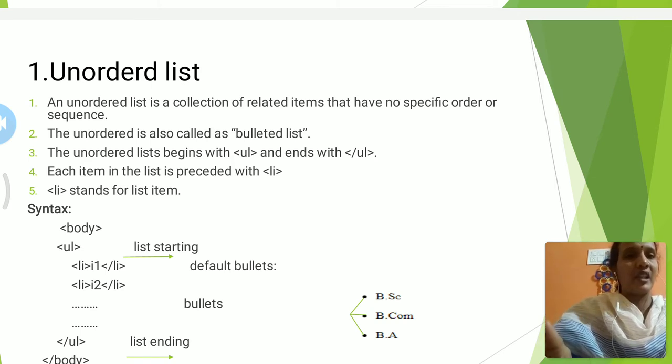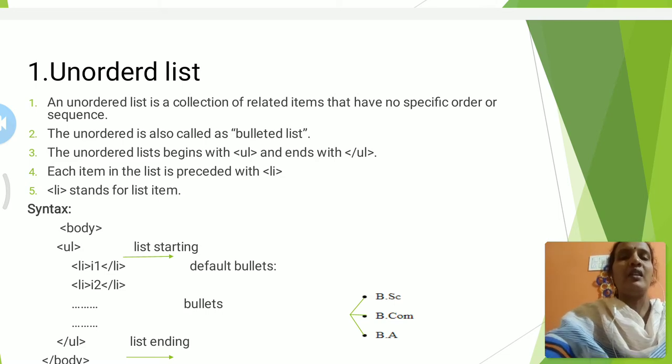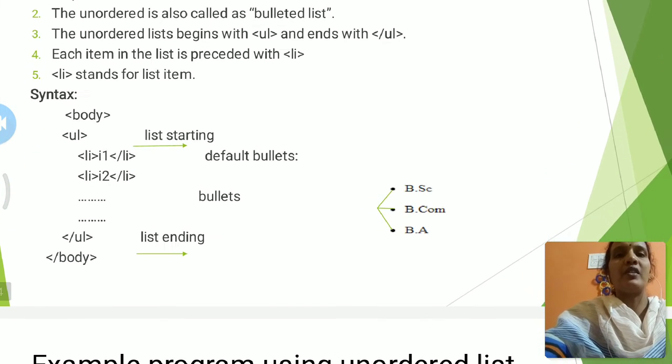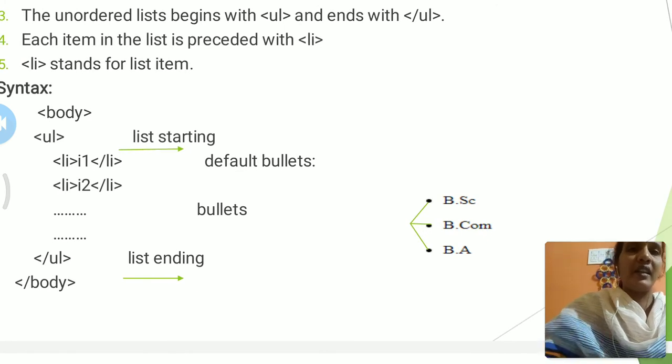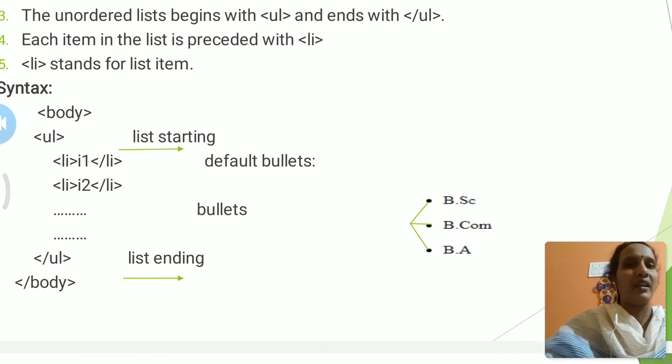Here LI stands for list item. You can observe the syntax here. Inside the body tag I have given list items. As I said, the unordered list starts with the UL opening tag and ends with the UL closing tag. Each list item, for example LI 1 and LI 2, is preceded with a disk or some symbol, but each list item should be included between an LI opening and an LI closing tag.